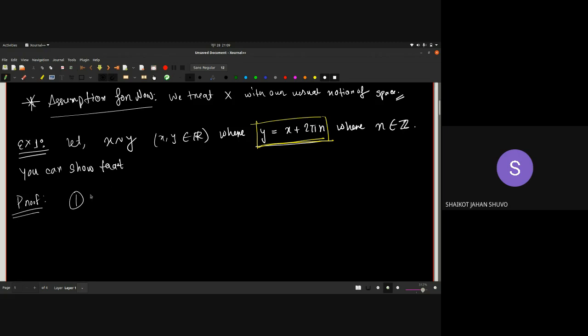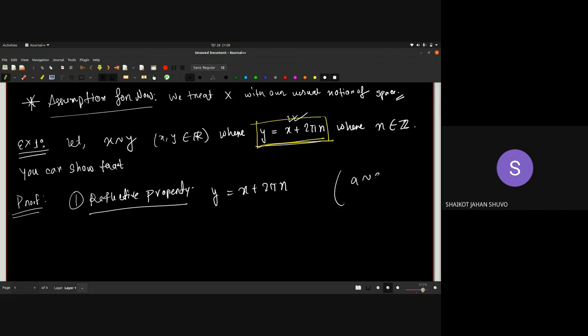First we have to show the reflexive property. So take this relation. You write it as y equals x plus 2 pi n, and n belongs to Z. You know that the reflexive property tells you a is equivalent to a. And if you put n equals 0, then you have y equals x. But it doesn't tell you that y is equivalent to x. How do you do that?